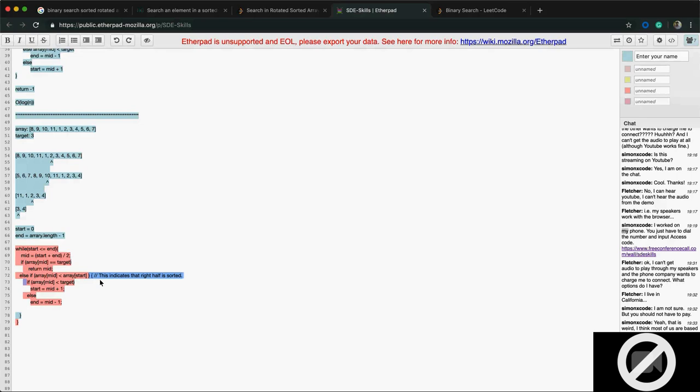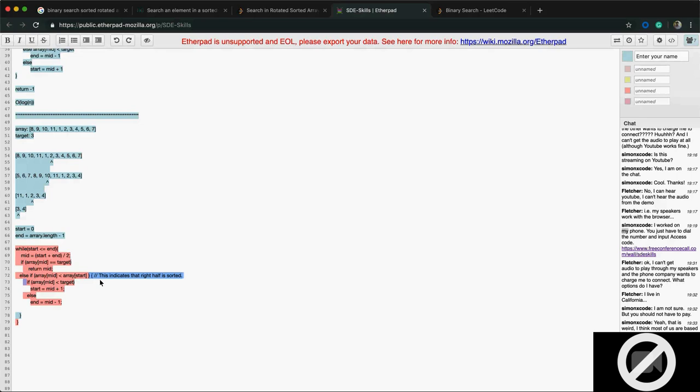So this is the else if condition where we check the array of mid is less than array of start, which indicates the right half of target. Correct. Okay, and then we are comparing the target with the middle element, and if the middle element is less than target, then start equal to mid. I feel like maybe we are missing a condition here, but I'm not very sure about it.